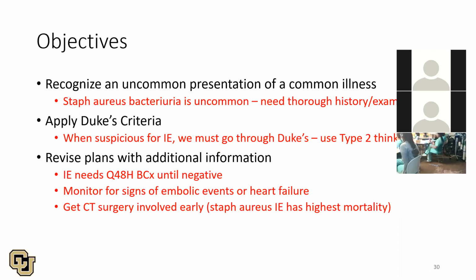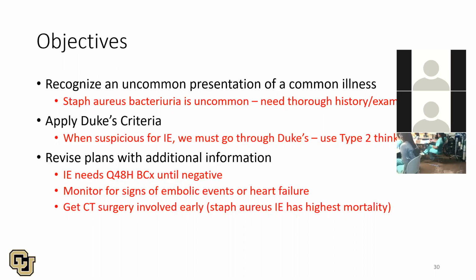And then finally, we revised our plans as we gathered more information, and so we appropriately broadened our antibiotic to vancomycin until we knew what the species was. We made sure that we got every 48-hour blood cultures and that we're monitoring for signs of embolic events or heart failure, because then we need to get CT surgery involved. And we would get them involved early because Staph aureus endocarditis has a pretty high mortality.